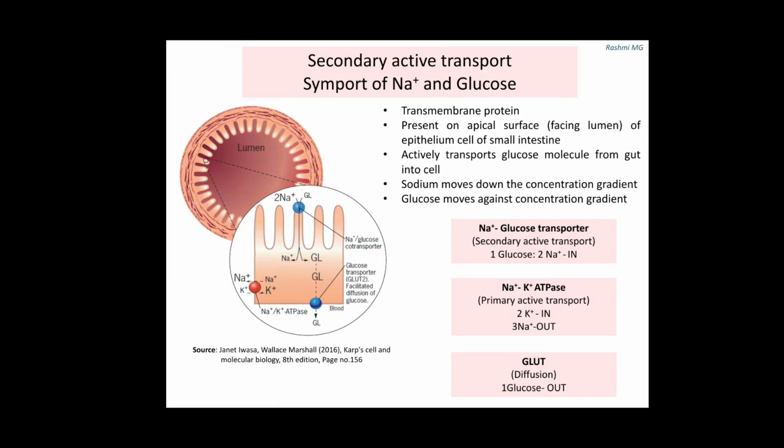The sodium flows down its concentration gradient while the glucose molecules are transported against their concentration gradient into the cell. Later, the sodium is pumped back out of the cell by the sodium potassium ATPase, thus maintaining the inward sodium gradient. The GLUT, confined to the basolateral surface of the cell, allows the same molecules to leave the cell by facilitated diffusion into the extracellular fluid on the other side of the epithelium.